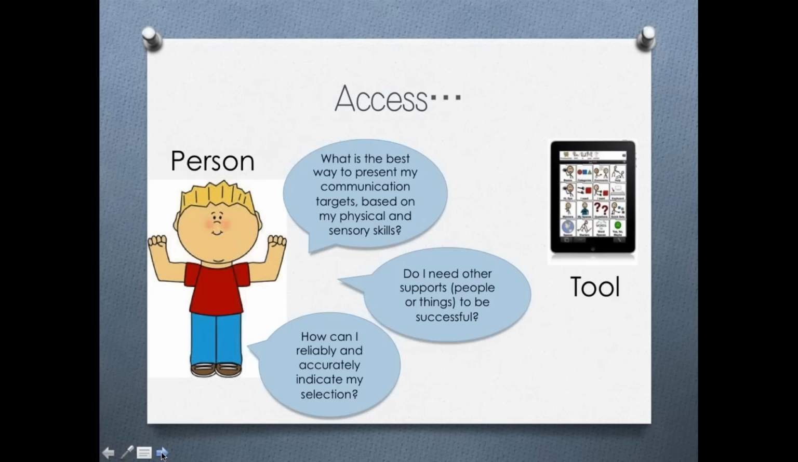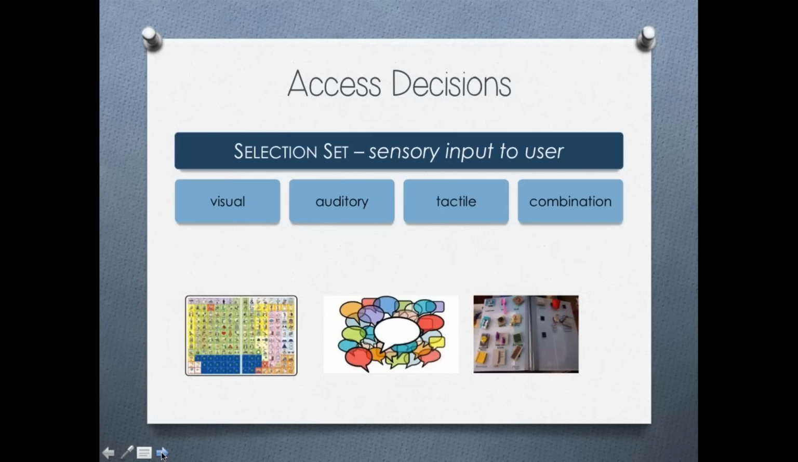So here's my little graphic about the things that I might ask. What is the best way to present communication targets based on that person's physical and sensory skills? So there's the input side, which is a sensory experience, so seeing or feeling or hearing. And then there's that output side. What supports might I need, people or things, to be successful? And how can I reliably and accurately indicate my selections? That reliable and accurate indication of selections, that's our access. How am I going to tell you from this set of options which one I want to pick for my communication message?